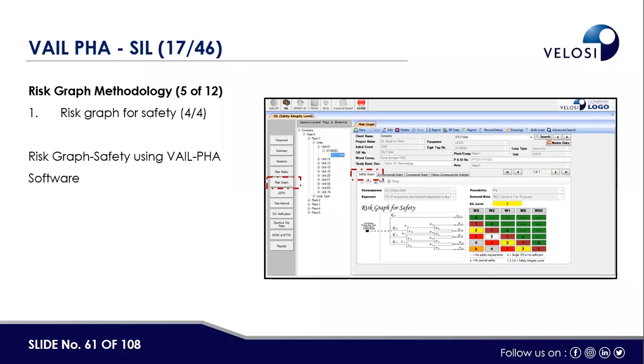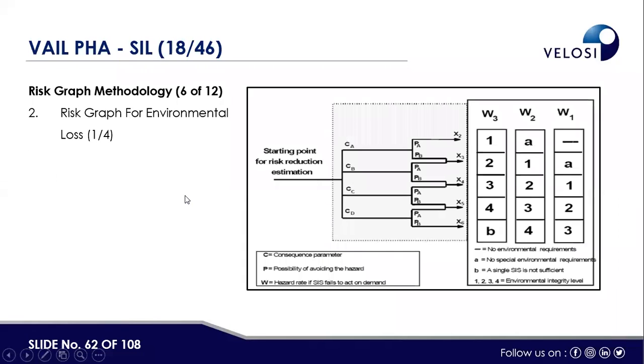That is, what are the causes, what is the design intent, what are the consequences, what are the safeguards we have. So we can store that data in failure consequence analysis as well. Also, it can be imported from the HAZOP module. And then the risk graph methodology for the environmental. This graph is similar to that one, except for the commercial.